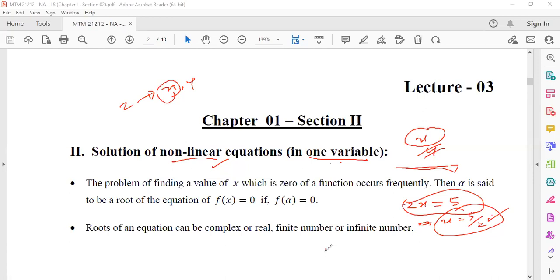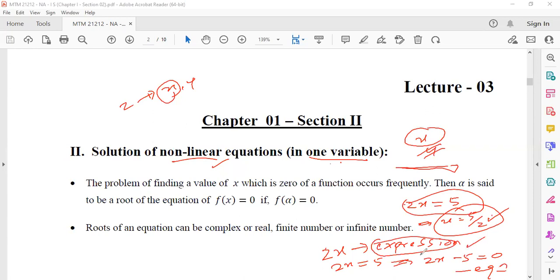So you have to know there are two things. If something is written without an equal sign, we call it an expression. I hope you have known this from your first year, first semester. Then if it is something equal to something, or you can write this as 2x minus 5 equal to 0, these are called equations. So there are two kinds of things involved: this is the expression, this is the equation.